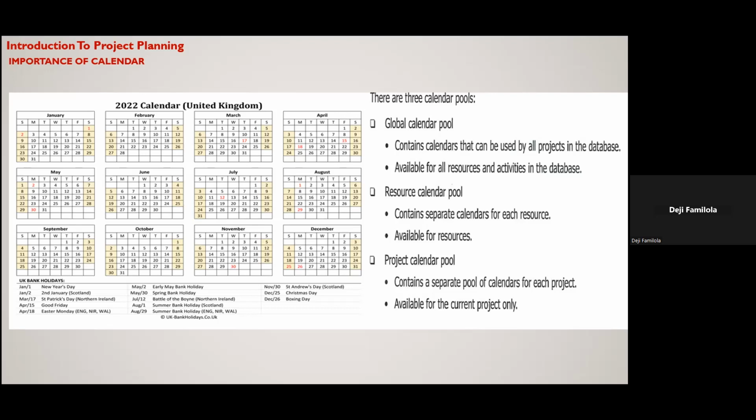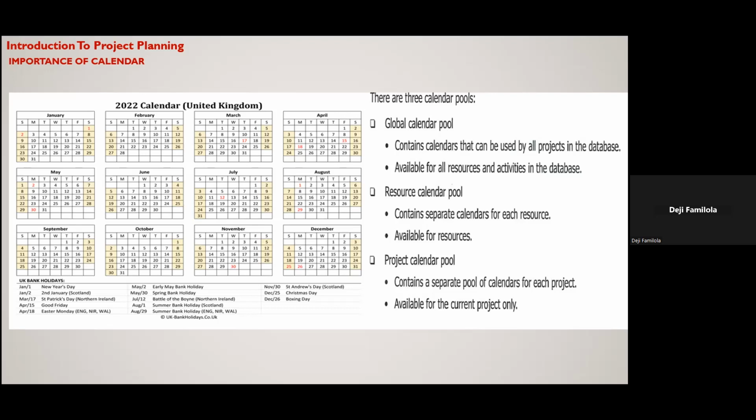So your calendar is key when you are planning. Remember that if you're a planner and you don't know about calendar, you are not a planner. You are not good at all. So you should understand your calendar. And in this, we have the global resource calendar. The global is a general calendar for all projects that you are working on.